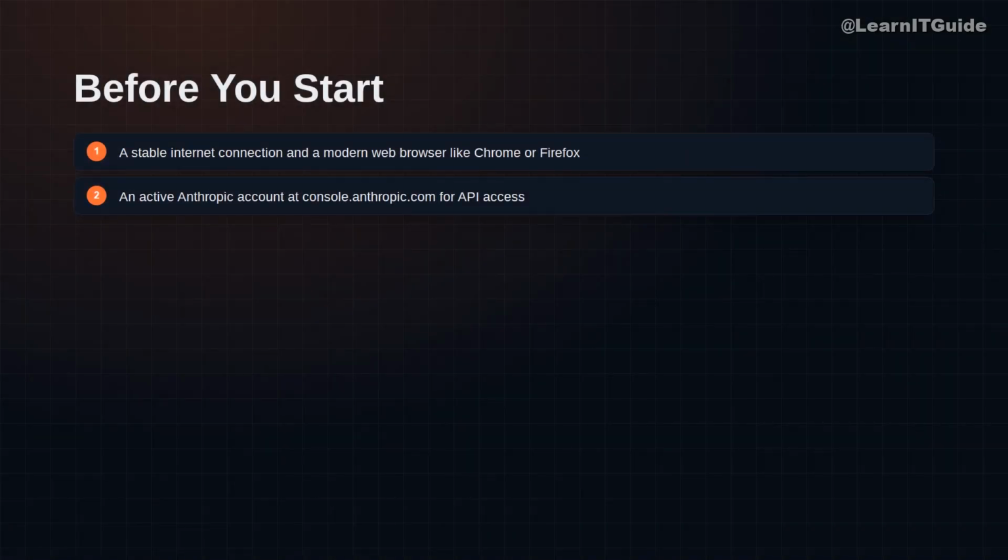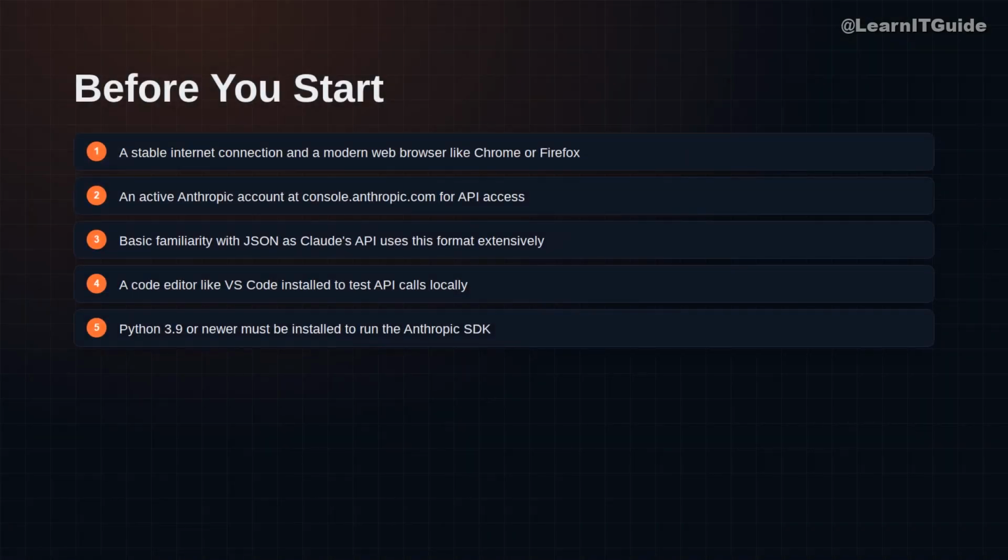To follow along, you need a few things set up first. You need a stable connection and a browser to access the Anthropic console. You will need an account, which is your gateway to the API. Since we will be working with JSON, a basic understanding of that data format is helpful. Make sure you have VS Code ready and ensure Python 3.9 or later is installed. You can verify your Python version by opening your terminal and typing python --version. If you see a version number, you are ready to go. Take a moment to review each point shown on screen.